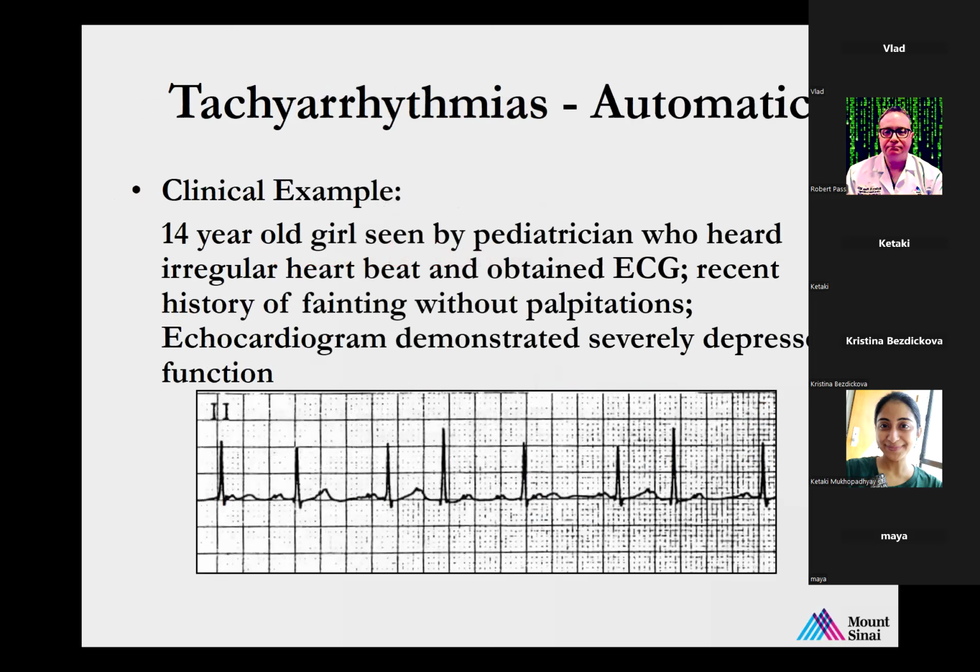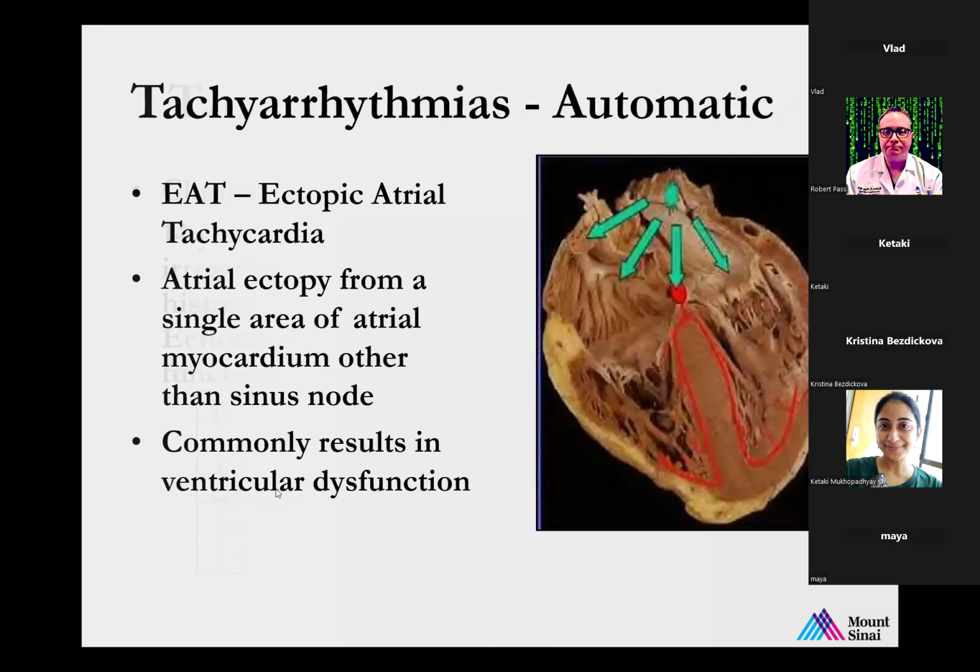And this is just a clinical example of a 14-year-old girl seen by the pediatrician. Here's an irregular heartbeat, gets an EKG. Patient has been complaining of fainting without palpitations, and an echo is performed showing severely depressed function. And what we're seeing here is some kind of tachycardia. The atrial rate's in the range of 140 or so. And there isn't heart block, but there are more P waves than QRSs because the rate is so fast. And this is an example of ectopic atrial tachycardia, which is a very classic automatic arrhythmia.